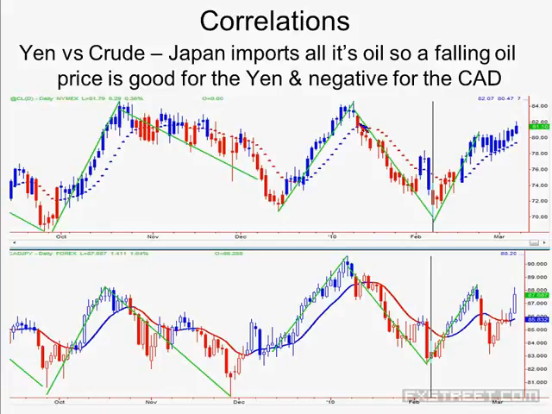So where we're getting something that goes out of kilter, and that was a real case in point there, where we had the CAD-JPY bottoming and moving on up, but crude oil was coming down. They were getting out of kilter, and something had to give. Either the oil price was going to blow, or indeed the CAD-JPY was going to blow. And what we saw was that eventually the correlation came together and they moved on up.